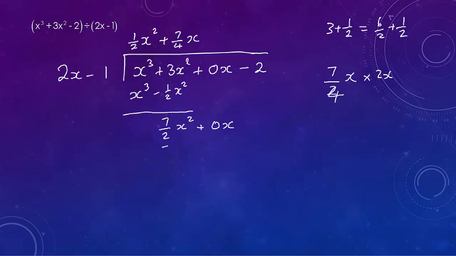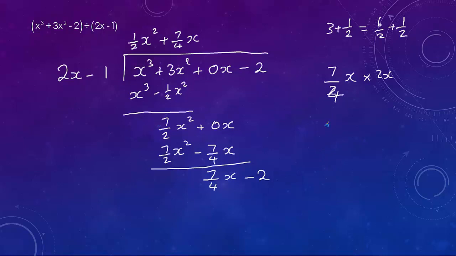So then we get 7 over 2 x squareds when we multiply this by this, and take away 7 over 4 x's. So these should disappear, and we'll end up with 7 over 4 x's just here, and then bring down the 2.